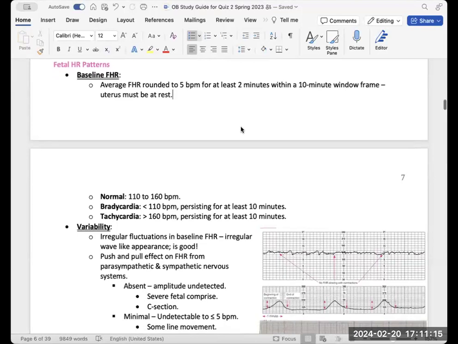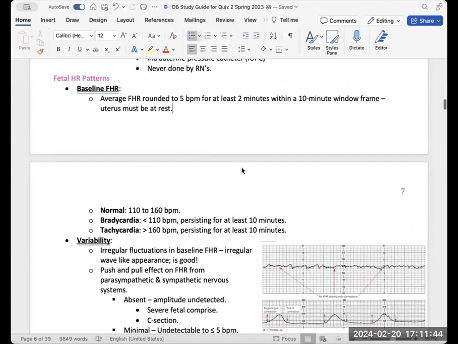The fetal heart rate is between 110 and 160 beats per minute. Bradycardia for a baby would be less than 110 beats per minute, persisting for at least 10 minutes. Keyword, at least 10 minutes. Tachycardia is a heart rate for a little baby like this, or the fetus, I should say, of greater than 160 beats per minute, persisting for at least 10 minutes, okay? That's because an average fetal heart rate is rounded about 5 beats per minute for at least 2 minutes within a 10-minute window. In other words, you're looking at a range for the fetal heart rate.